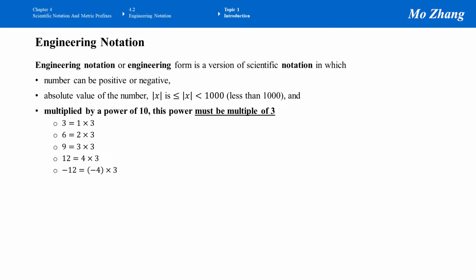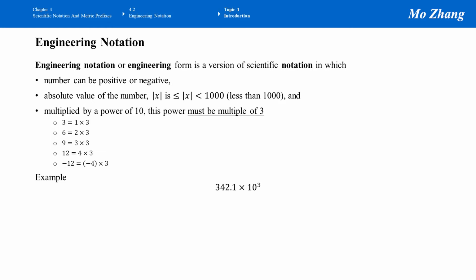Let's take a look at this number, 342.1 times 10 to the power 3. Is this number in engineering notation? Let's check. The absolute value of this number, 342.1, is greater than or equal to 1 and less than 1,000. Now let's check its exponent. The exponent is 3. 3 is a multiple of 3. So this number meets all three rules. Therefore, this number is expressed in engineering notation.